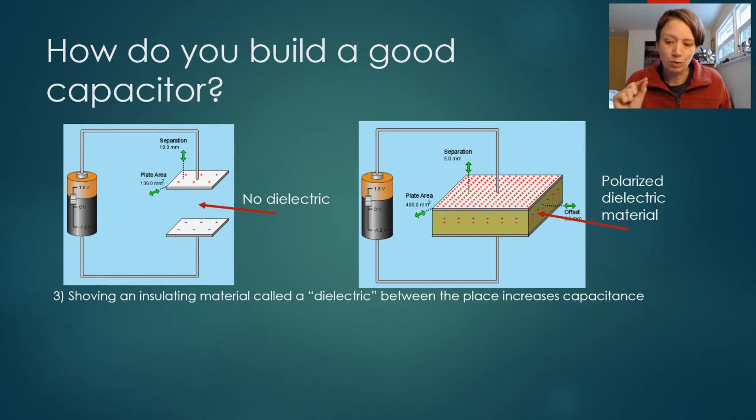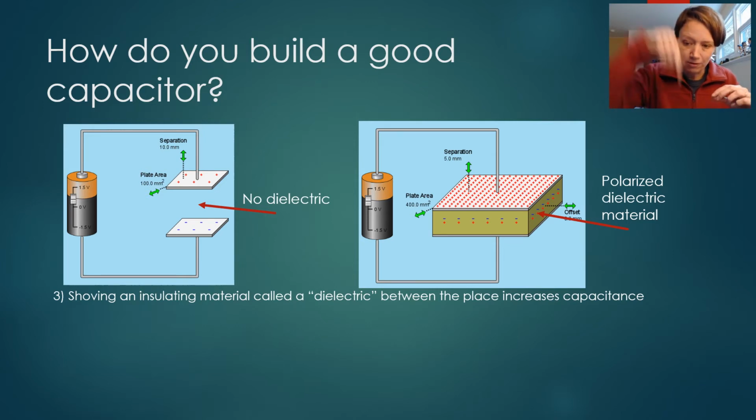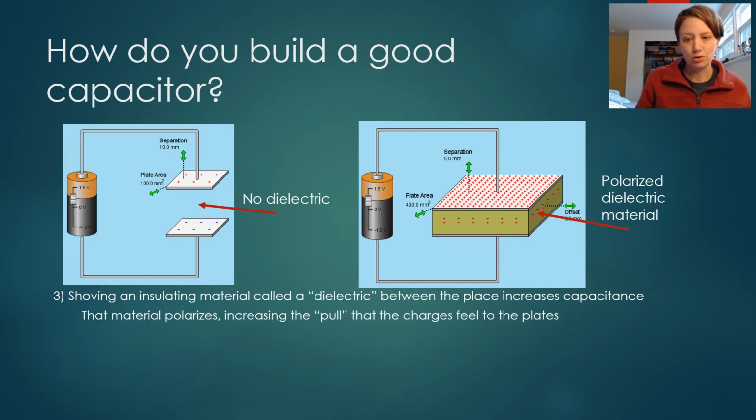Well, for starters, you wouldn't want to put a conductor in there, because if you put a conductor in there, then the charges are just going to zoom across that gap, and defeats the purpose of having the capacitor. But if we put an insulator in there, the charges can't flow through that insulator, so they're going to remain on their plates. But why does having an insulator there allow me to store more charges on the plate? Well, the insulator is going to polarize itself.